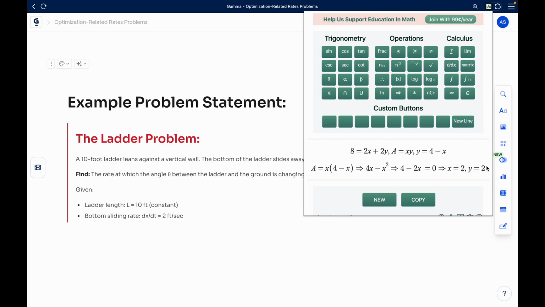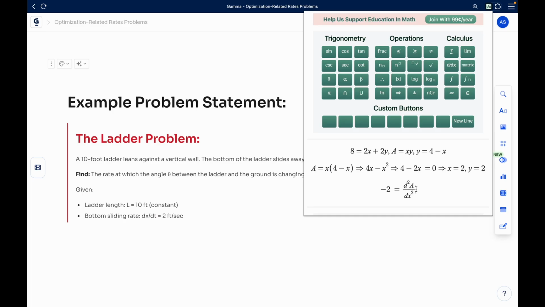And those two, since they're the same size, that's a square. But to prove that, let's take the second derivative. So 4 minus 2x, the derivative of that is negative 2, is the second derivative, which is equal to d squared A divided by dx squared. And since it's negative, that represents a maximum. So a square is the maximum area within a given perimeter.